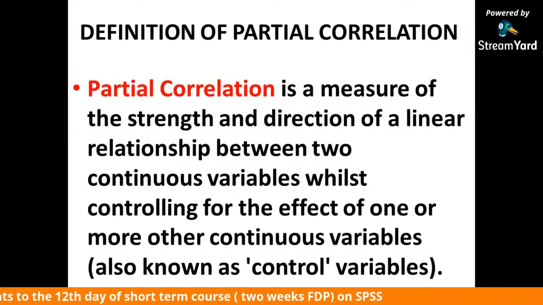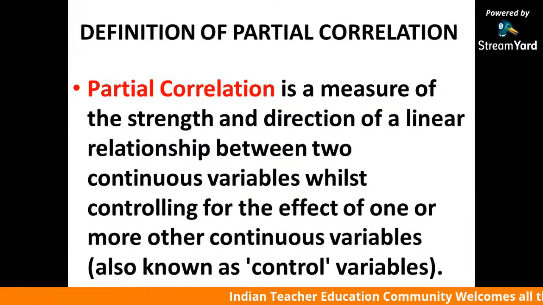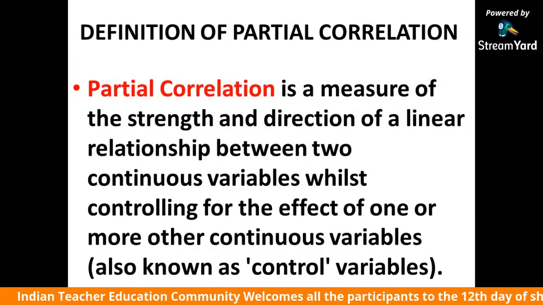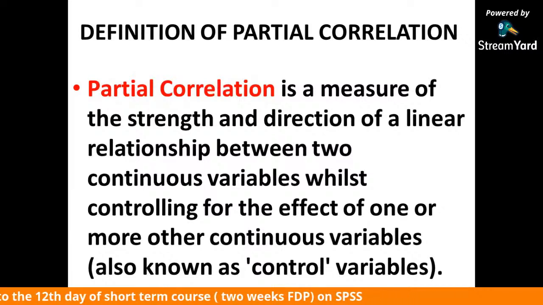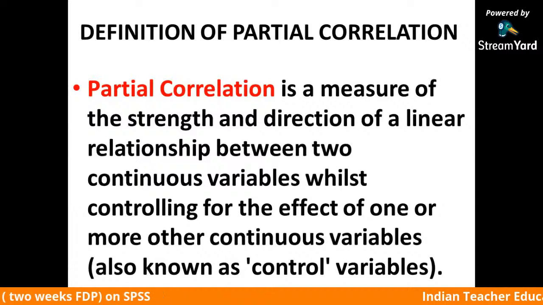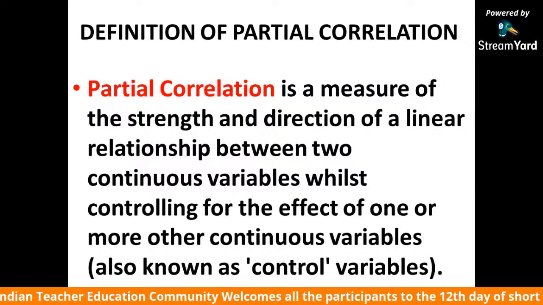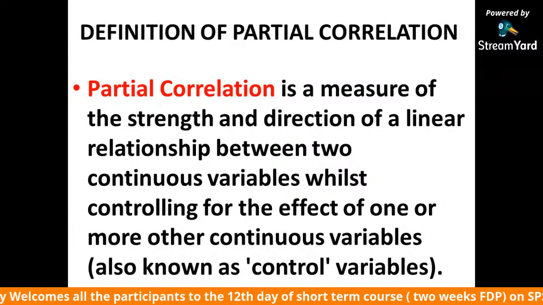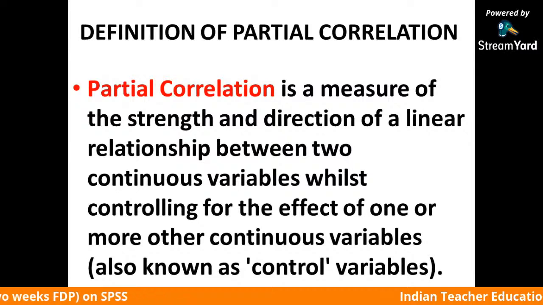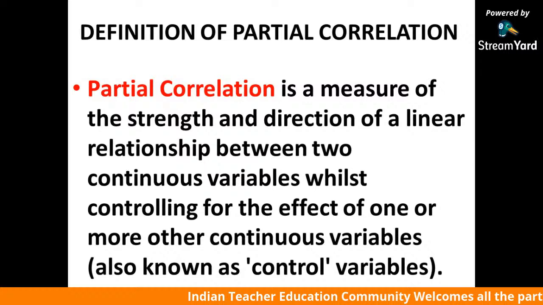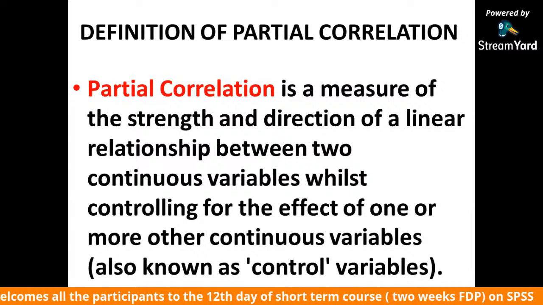So you know that. So partial correlation is a measure of strength and direction of a linear relationship. Please see, it is not a curvy linear relationship. It is a linear relationship. When I was talking about the ANCOVA, analysis of covariance, I did tell you that the covariate must have a linear correlation with your dependent variable or the criterion variable. If the covariate does not have the linear relationship, then you cannot take that variable as a covariate.